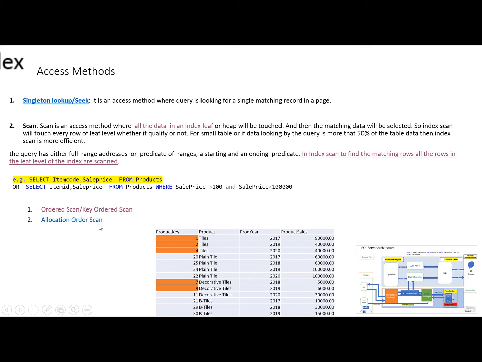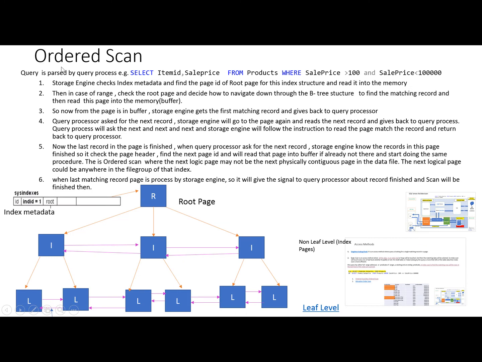There are two kinds of scanning: ordered scan, which is also known as key ordered scan, and the second one is allocation ordered scan. First we will discuss the ordered scan. For example, the query: select item ID, sale price from products where sale price is greater than 100 and sale price is less than 100,000.